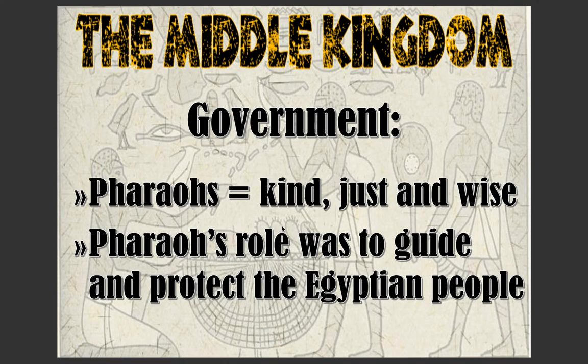The government of the Middle Kingdom was very different from how the structure of the government was during the Old Kingdom. In the Middle Kingdom, the pharaoh was not seen as a god. The pharaoh was seen as one of the people, and it was his role to guide and protect the Egyptians. He was supposed to be kind. He was supposed to be just. He was supposed to be wise, and instead of being all powerful and just using the Egyptians to make them live a more comfortable lifestyle, the pharaohs during the Middle Kingdom were there to actually help the Egyptian people become successful.